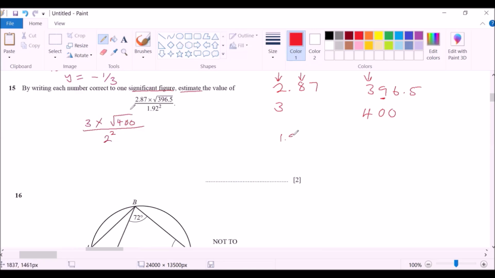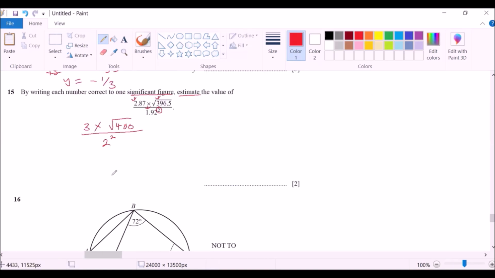And for 1.92 to one significant figure, this is the figure we are interested in. So we look at the next value. If it's more or equal to 5, which is the case here, 9 is greater or equal to 5, then we increase this value to 2. That's how we got this 2. So 3 times square root of 400 over 2 squared is equal to 3 times the square root of 400, which is 20, over 2 squared, which is 4. 4 into 4, 1. 4 into 20, 5. 5 times 3, 15. So our answer is 15.